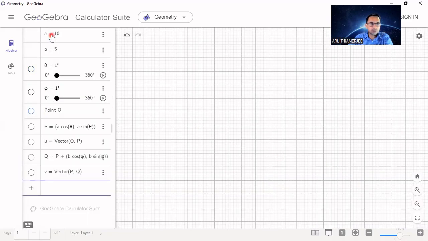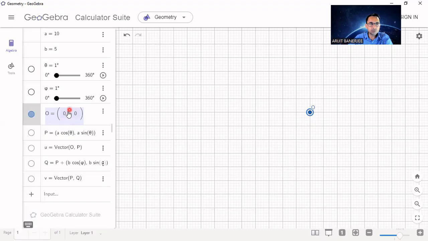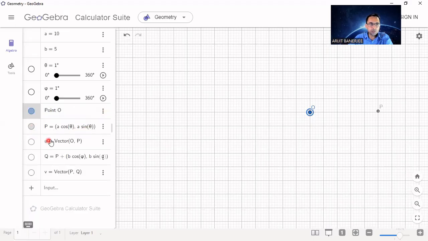Now you see that I have set the values of theta and phi as 1 degree to initialize that. Now I have defined point O, that is 0, 0. Here as you can see 0, 0. So that is point O, that is the origin of the coordinate system. Now I have defined point P, that is A cos theta comma A sin theta. So it is here as you can see.